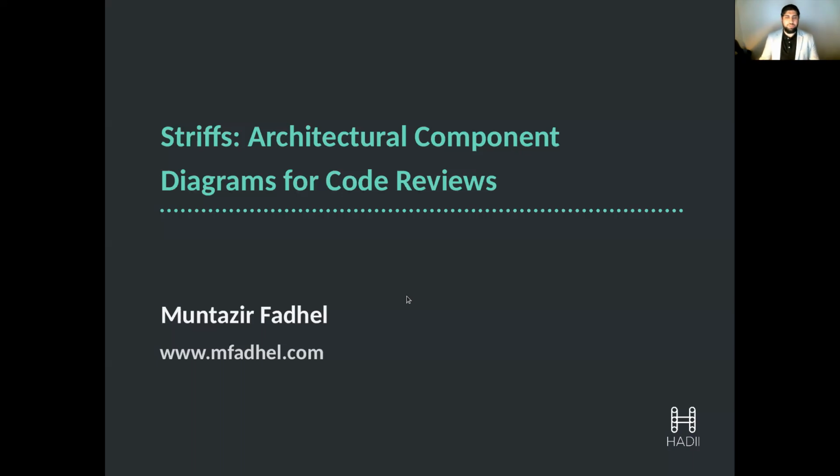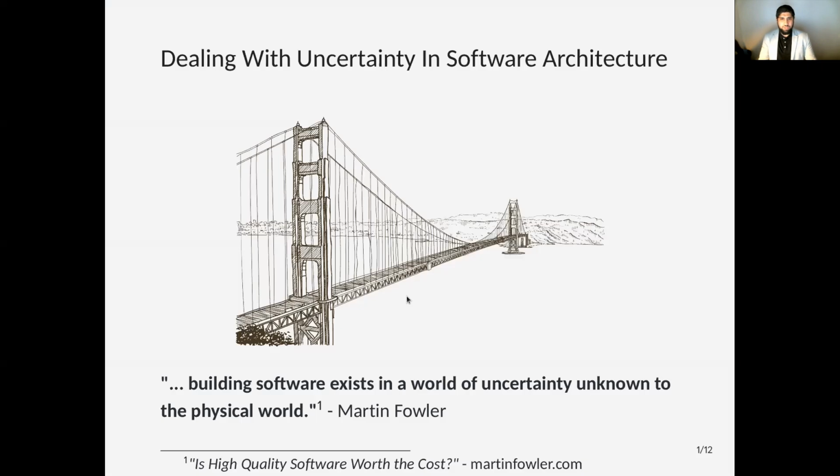So to start off this presentation, I basically want to remind ourselves of the differences between building software architecture and working a software project in comparison to other types of architectures found in the physical world. As Martin Fowler said, building software exists in a world of uncertainty unknown to the physical world. And the uncertainty he's talking about is in the form of changing requirements that software projects often have to deal with. Often, once you're done building the software, the requirements have changed considerably.